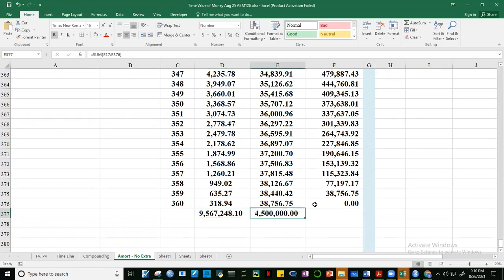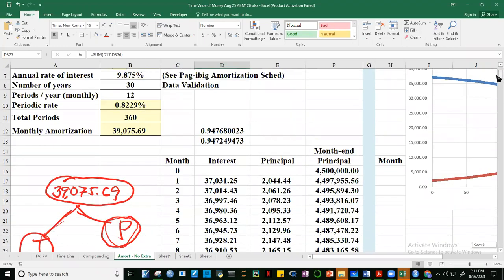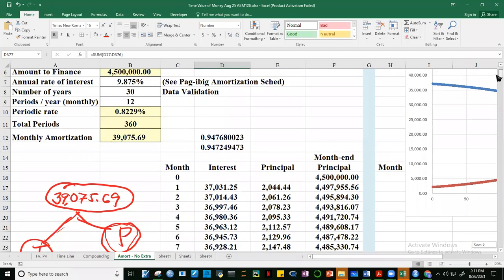Yung binayad natin sa principal, syempre 4.5 million yun. Pero tingnan nyo guys yung binayad natin sa interest, no? It's almost times 2. More than times 2 pa nga, no? 9.56 million. So nakikita nyo guys yung interest, no? Yung binabayad natin sa interest expense. Kasi nga ang compounding nito monthly eh.